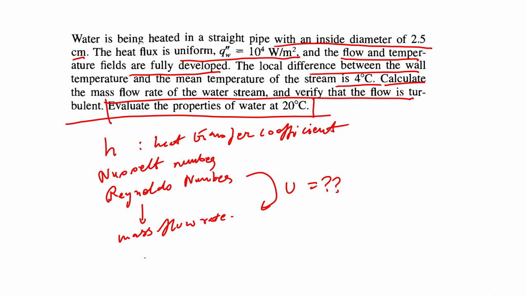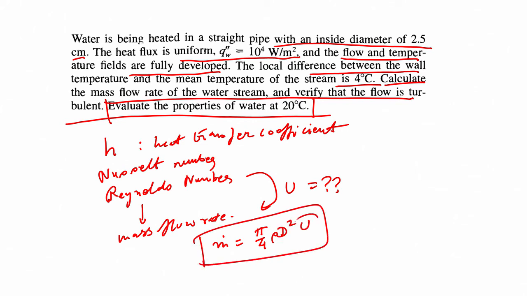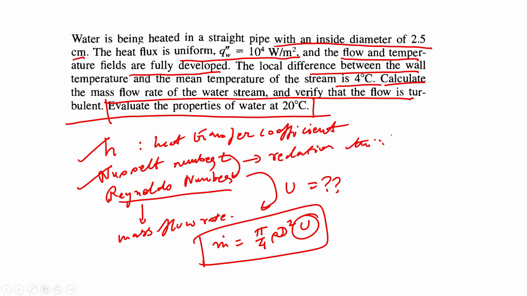From U you can find out the mass flow rate, because m dot is nothing but pi by 4 rho d square into U. So, once you know U, you can calculate it. For knowing U, you need to calculate the Reynolds number, right. And for knowing the Reynolds number, you need to know the heat transfer coefficient and the Nusselt number. Nusselt number and Reynolds number are connected through the relation that we have already established.